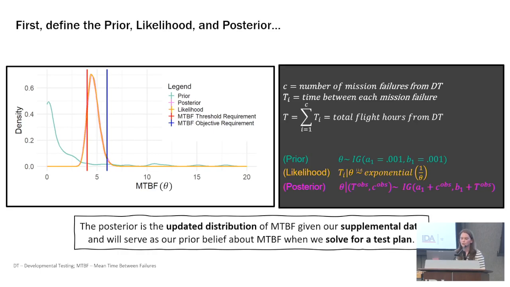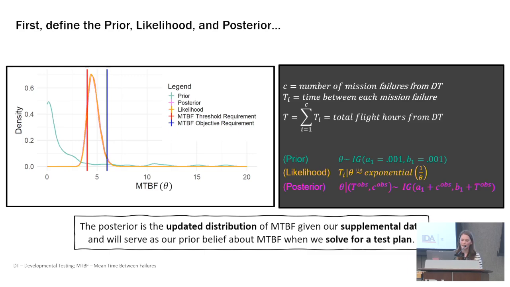So here we assume, before we've seen any data at all, that the mean time between failure is inverse gamma distributed, and this is an uninformative prior, although we know no prior is truly uninformative. We also assume that the between failure times are independent and identically distributed according to an exponential distribution with constant failure rate 1 over the mean time between failure. And then lastly, we can form our updated belief using Bayes' theorem about the mean time between failure given the developmental testing data. And because we chose a conjugate prior, it's going to also be inverse gamma distributed.